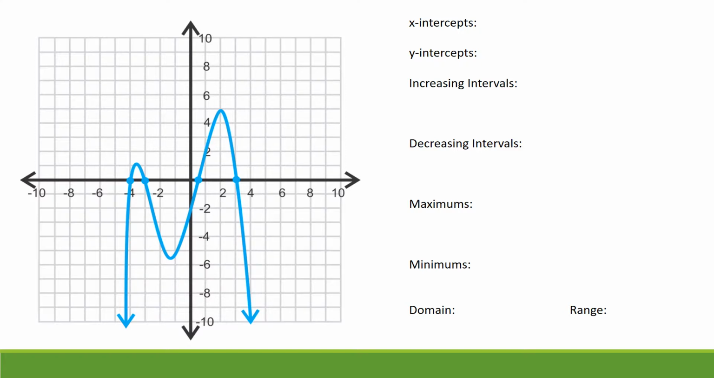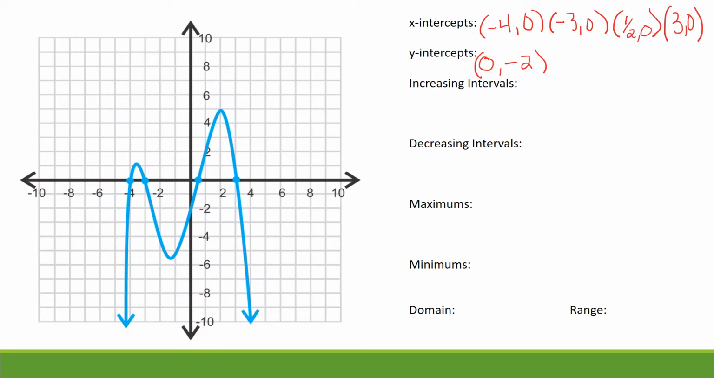So we're going to start with the x-intercepts, and in our picture we have 4 spots where the graph is crossing the x-axis. It's this point, this point, this point, and this point. And those 4 points are (-4, 0), (-3, 0), (1/2, 0), and (3, 0). And then we want to talk about where it's crossing the y-axis, and that's at this point right here, and that point is (0, -2).